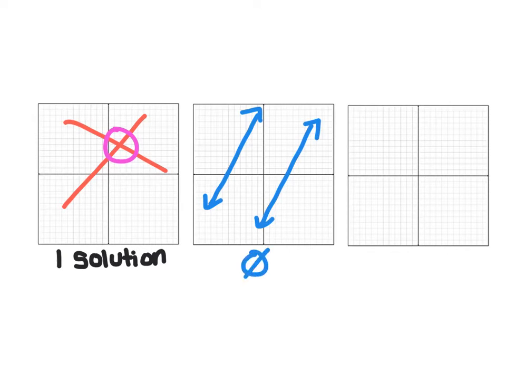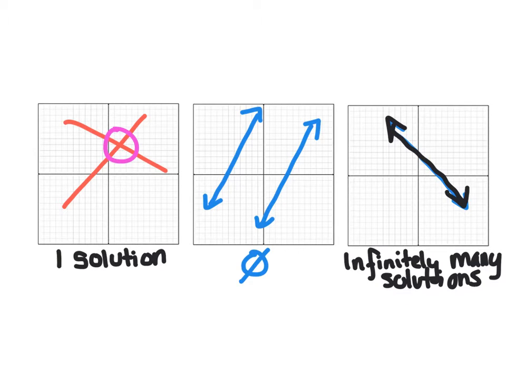This has no solution. And the third scenario would be that we have one line that coincides with another, meaning they fall directly on top of each other. So how many points do they have in common? Well, there are infinitely many points in common. So what we want to look at is how do these special cases play out algebraically? What do they look like? It's easy to tell in a graph, but how does it work out in the algebra?